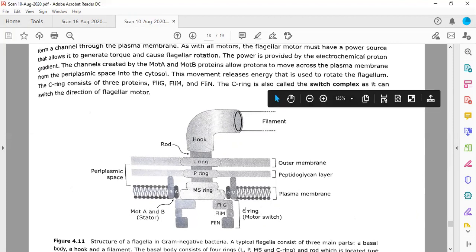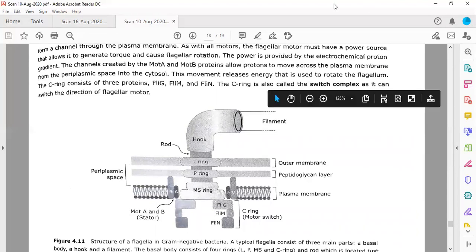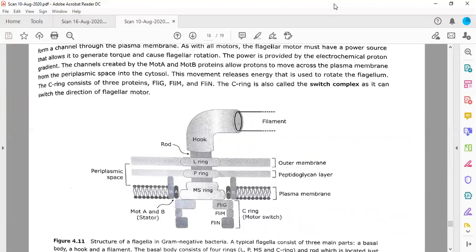The switch complex or the C ring is attached to the MS ring. MS ring is made up of FliF, which is not given here, but as we have seen from the Prescott, this is having FliF protein. Then there are 2 additional rings, L ring in the lipopolysaccharide layer and P ring in the peptidoglycan layer. And finally, these 2 proteins, MotA and MotB, are making the stator. And between them, there is a little gap. So this will provide a channel so that the H positive ions can move from the periplasmic space into the cytoplasm.